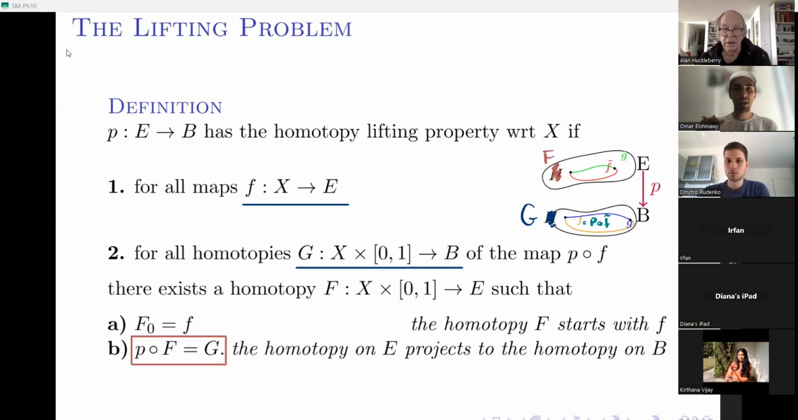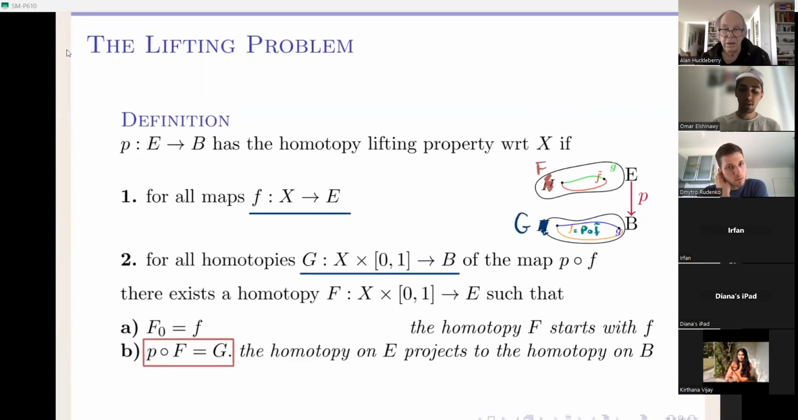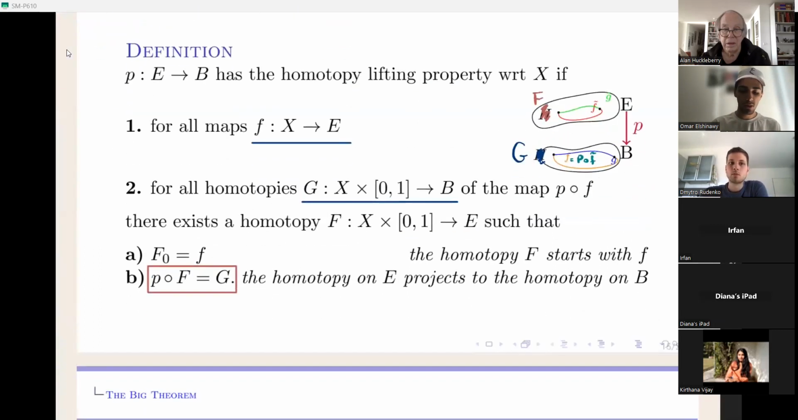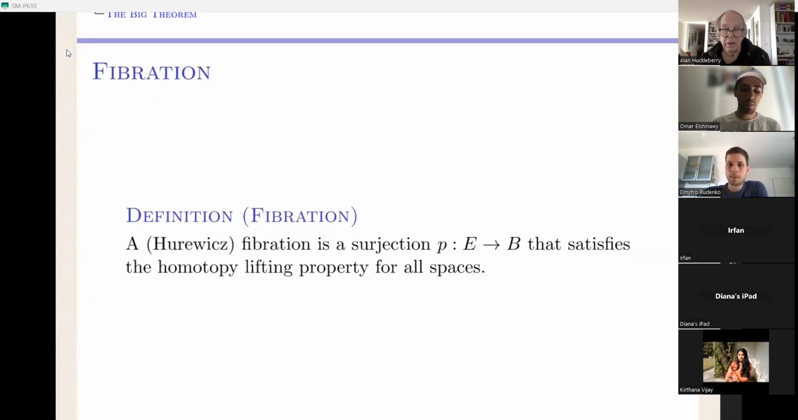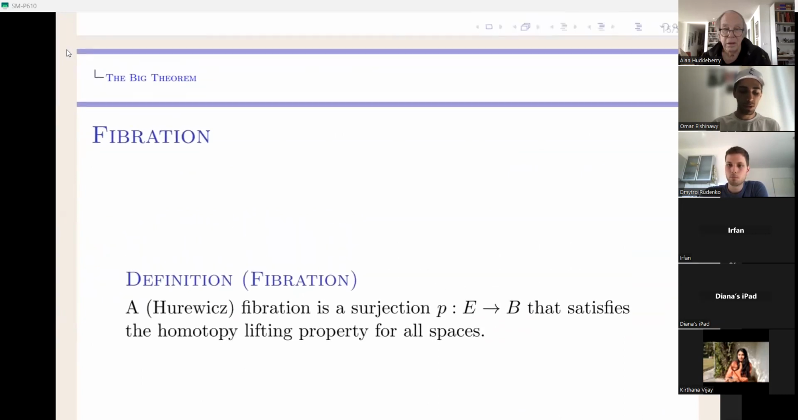And just to get the idea, so you have a homotopy in one space, and you want to look at the homotopies in the other space. And this is going to turn out to be the defining property for the fibration.